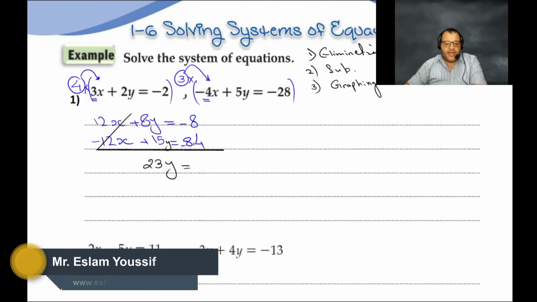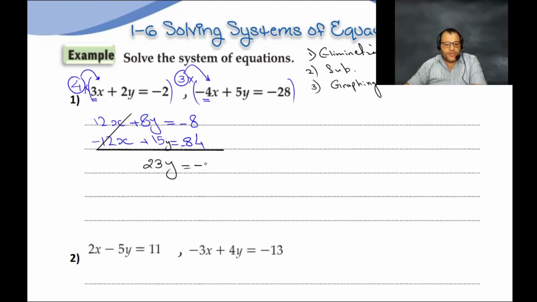-8 and the -84 equals -92. Never mind. Okay, then divided by 23. Then y equals, by dividing, it will be -4. Any problem for this one?